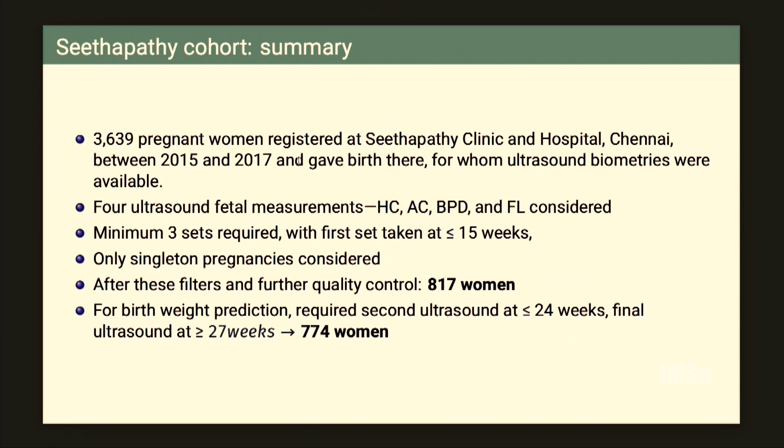So this is the cohort that we had, 3,000-something women at this hospital in this time period, for whom all these ultrasound biometries were available. And we required all of these available, with a minimum of 3 sets required. The first set at less than or equal to 15 weeks, because many of these patients came from some other hospital or something and they were missing data. And then we consider only singleton pregnancies, no twins and so on. After all these filters and quality control, we have 817 women. And if we want a second ultrasound at less than 25 weeks, then we have 774 women finally.